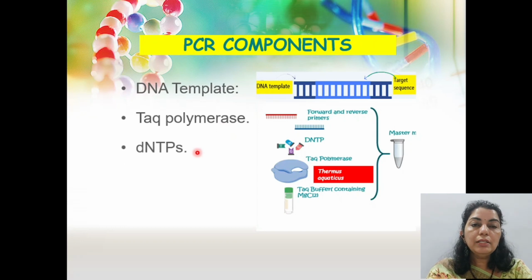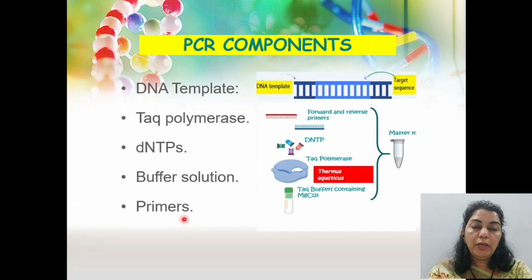Then we need dNTPs, that is deoxyribonucleotide triphosphates, as the raw materials which are used by Taq polymerase to synthesize the DNA. We also need a buffer solution in which we add magnesium chloride, where magnesium acts as a cofactor for the enzyme Taq polymerase. It activates the enzyme Taq polymerase.